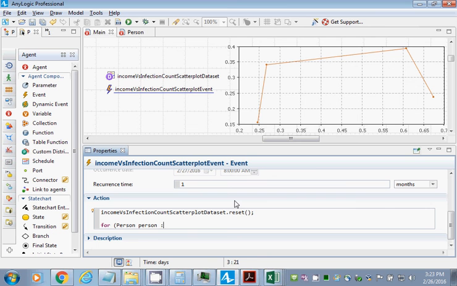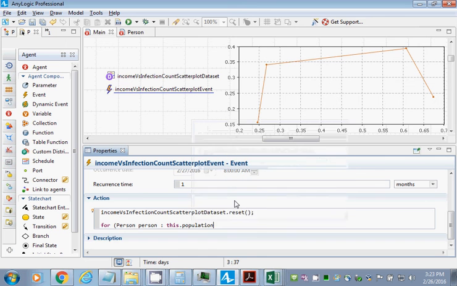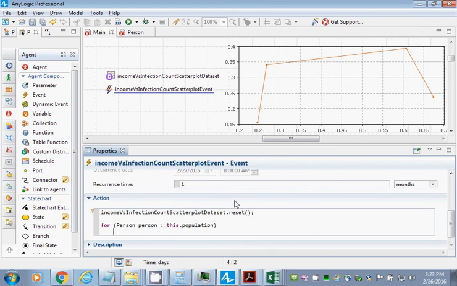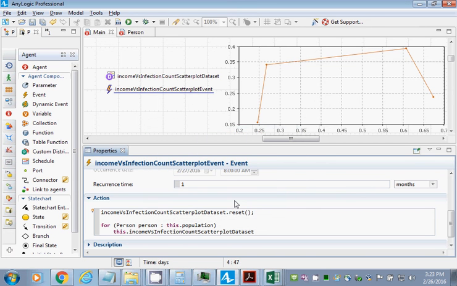Think about the name. Income versus infection count. The X value should be what? Income. So whose income? Person's income. Person dot income is the first one. And then person dot what? Yeah, the count of times they were infected. Are we okay with that? I don't know how you named it. I named it count of times infected. This is what it is. Are you ready? Okay.